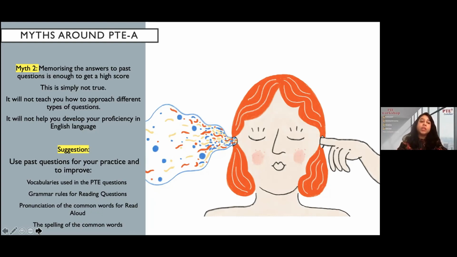So don't just memorize the answers. Try to figure out how to answer it, what strategy is necessary, what skill is necessary. And once you learn those strategies, use those strategies in those past answers. And that's how maybe past questions can help you to boost your score. Definitely not just by blindly memorizing it.